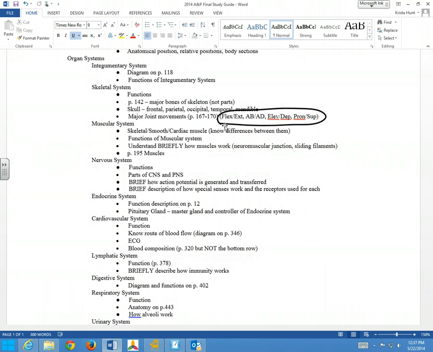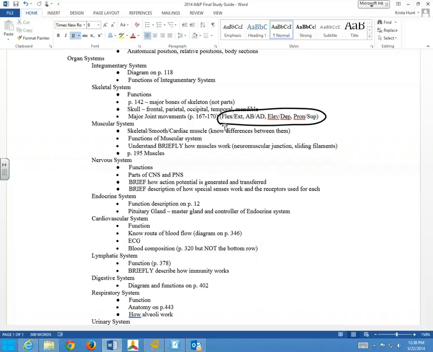So, flexion, extension, right? This is flexing, this is extension. Extension, getting away. Abduction, like a jumping jack, right? Adduction, adding to the body. Elevation, depression. Pronation, supination.